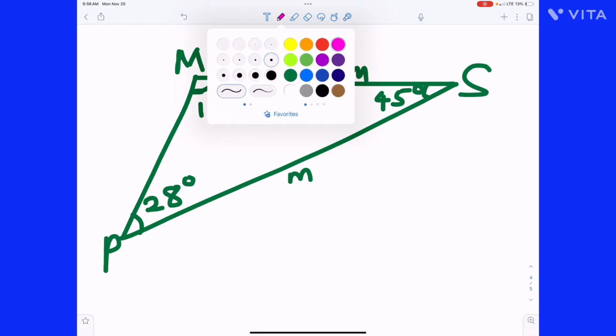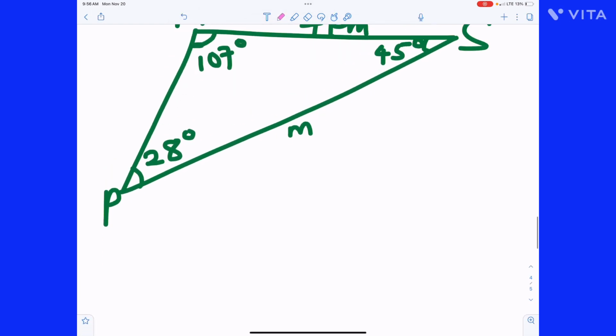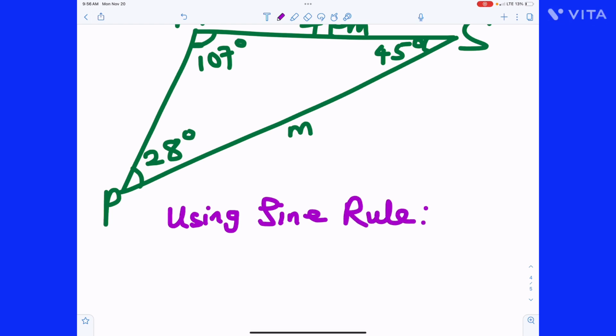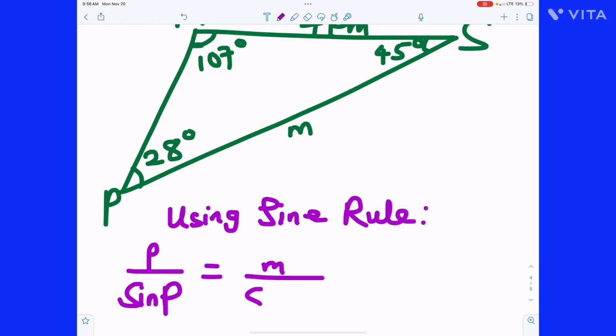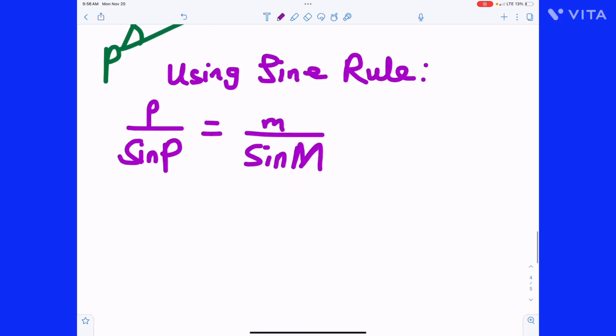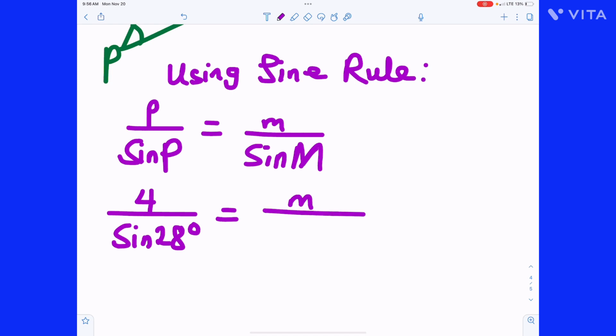So that's a simple thing to do. Let's just use our sine rule. So what did I say? Using sine rule. What does that give us? P over sine P is equal to M over what? Sine M. That's a simple question. P is the side facing angle P. So that's 4 kilometers over sine 28 is equal to M. Side M is this. M is the side facing angle M, and angle M is 107 degrees.